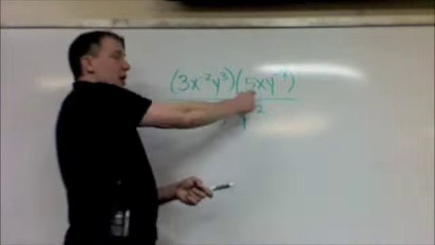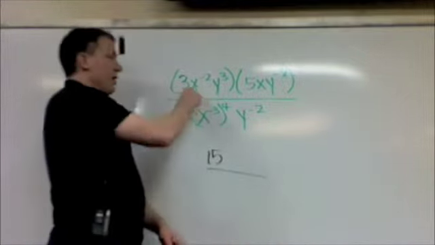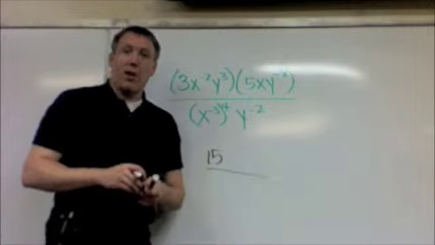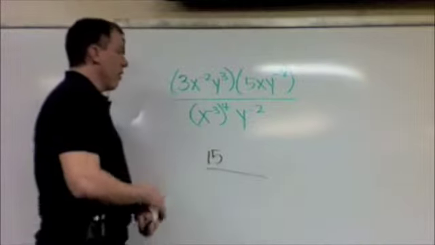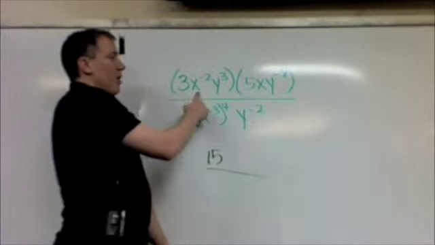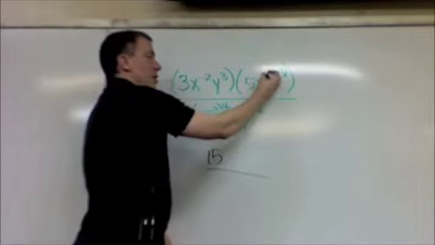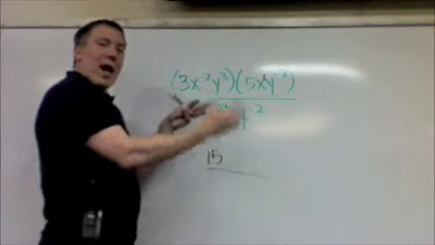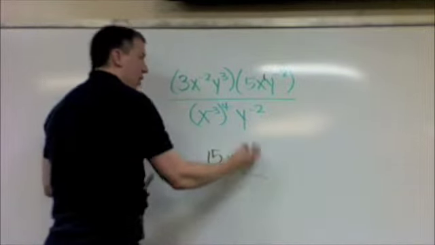Now this 15 is going to be on the top of my fraction because 3 and 5 are both on the top of my fraction. Okay, now let's move on to the next letter. So those are the numbers. Now let's move on to the letters. X to the -2 times x, there's no power, so that would be x to the 1. This is multiplication, same base, so I add. That becomes x to the -1.